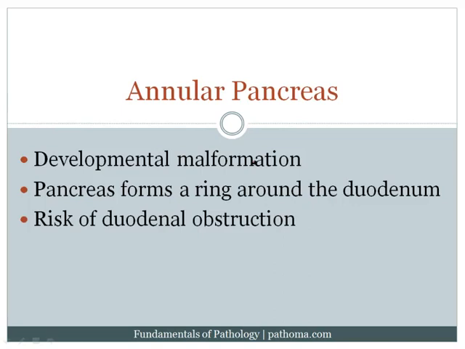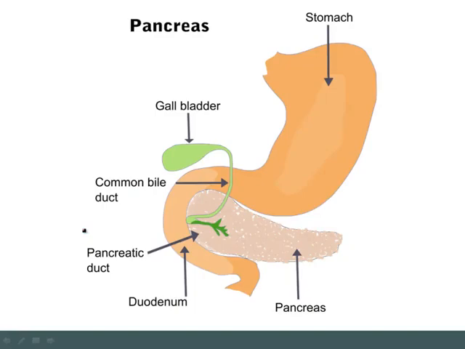This is a developmental malformation. Here the pancreas forms a ring around the duodenum, leading to a risk of duodenal obstruction. It's a fairly high-yield topic to show up on examinations because of the fact that it is a good tie-in with embryology.